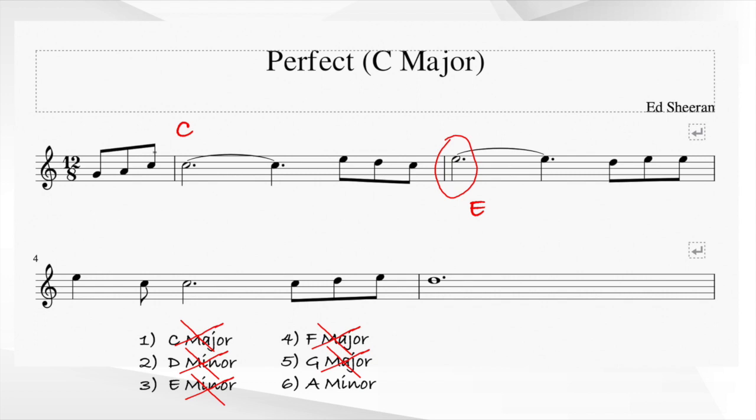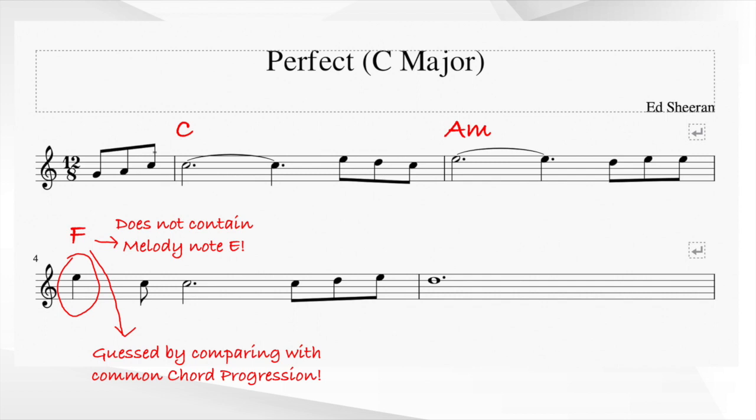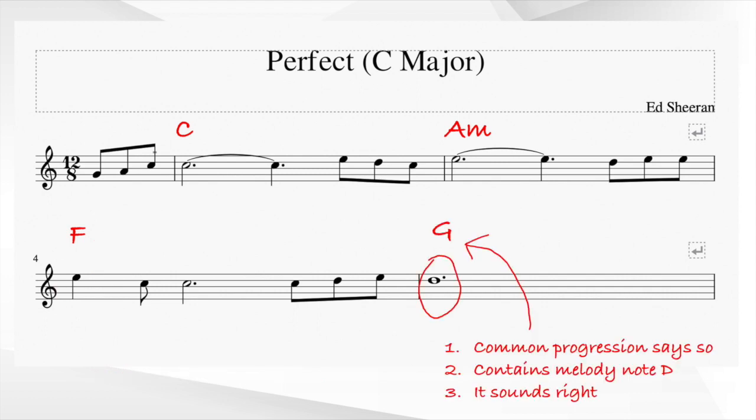Of course, this might not work 100% of the time as with all methods, as the next chord is an F major, but does not contain the melody note E. However, since the chord progression goes C, A minor so far, we can deduce that F might be a likely next choice, as C, A minor, F, G is a common chord progression. As for the last chord here, we can guess that it is a G major chord, due to the common chord progression, as well as because the G major chord contains the melody note D.